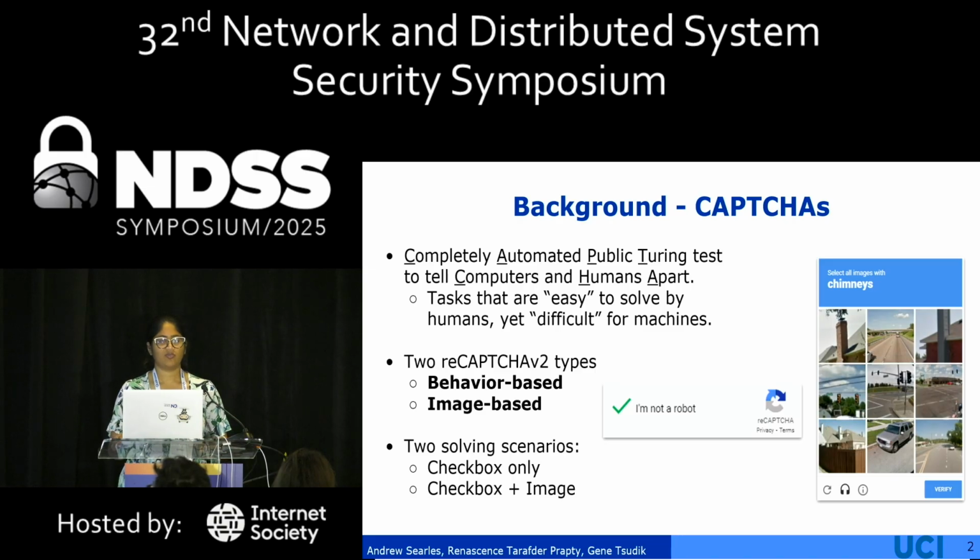Behavior-based CAPTCHA involves a risk analysis system and users interacting with the checkbox. The risk analysis system utilizes tracking cookies to determine whether a user is suspicious. Users with novel cookies are more likely to be shown an additional image CAPTCHA. And image-based CAPTCHA involves image classification tasks. Based on the types of CAPTCHAs that users encounter, there are two solving scenarios, checkbox only or checkbox plus image.